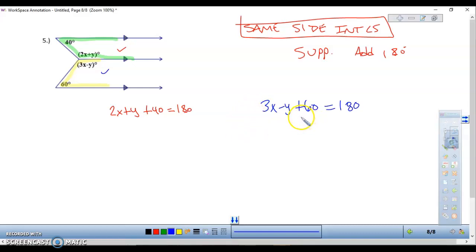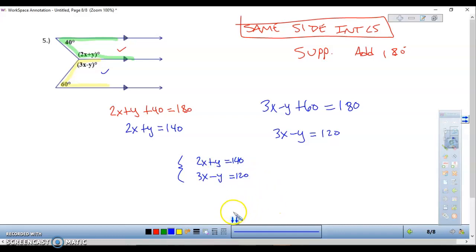So I will simplify them, get them in standard form, and then I'm going to solve. So I'm going to subtract 40 from both sides to get 2x plus y is equal to 140 here. In this one, I will subtract 60 from both sides and get 3x minus y equals 120. Now I have a system of equations. Here we go. I got 2x plus y equals 140. And I got 3x minus y equals 120. Now check this out, you guys. I made this easy for you on purpose. The y's already eliminate.